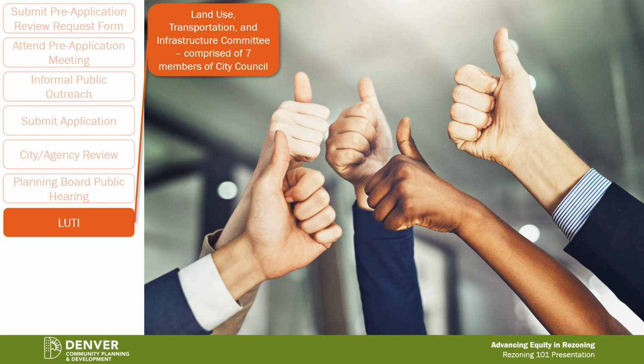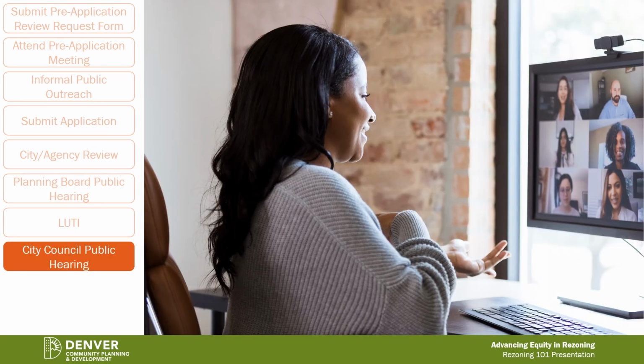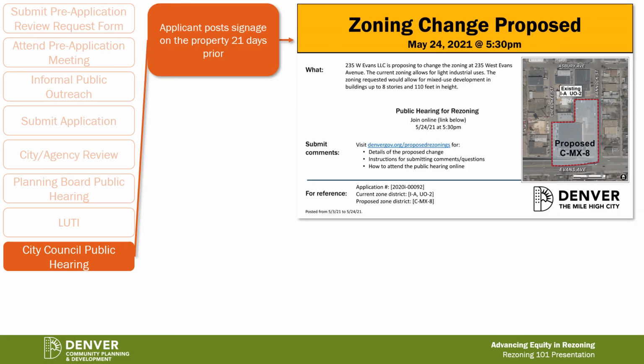If the application gets the okay to proceed, then it moves on to the City Council public hearing. There are several things that occur prior to and during the City Council public hearing. A lot of these steps you will recognize from the Planning Board public hearing process. So first, 21 days prior to the public hearing, the applicant posts signage on the property. This sign looks the same as the one that gets posted for the Planning Board public hearing, but has the details for the City Council public hearing.